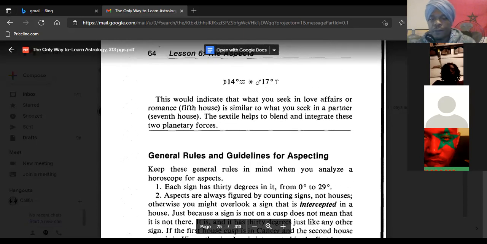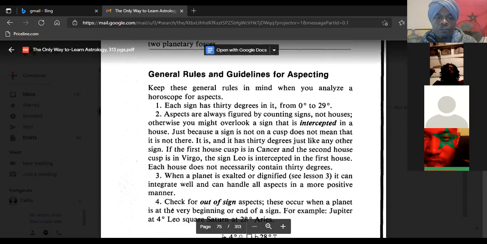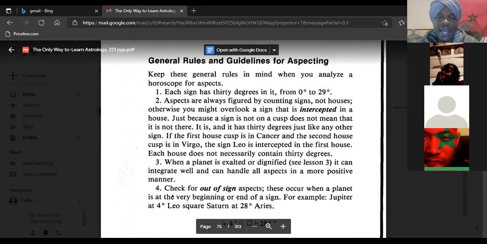This would indicate that what you seek in love affairs or romance, 5th house, is similar to what you seek in a partner, 7th house. The sextile helps to blend and integrate these two planetary forces. General rules and guidelines for aspecting. Keep these general rules in mind when you analyze a horoscope for aspects.